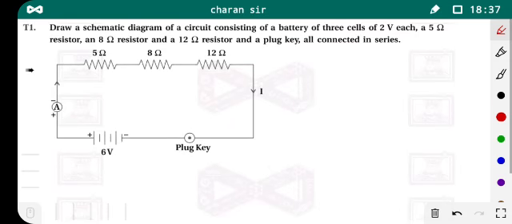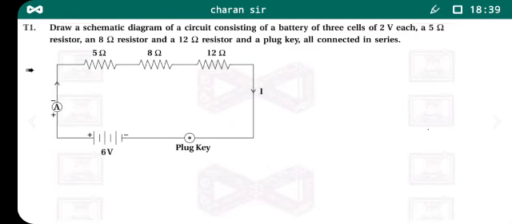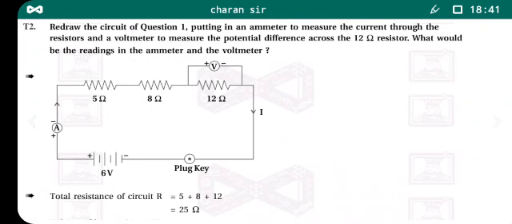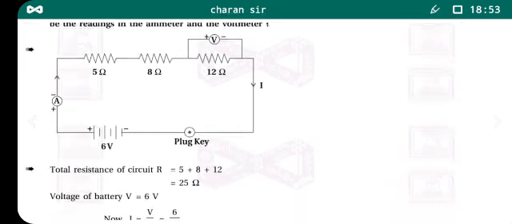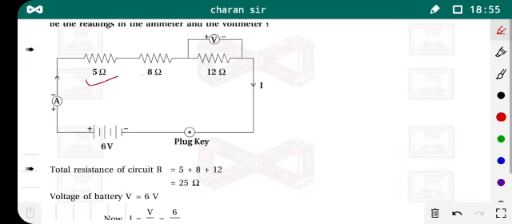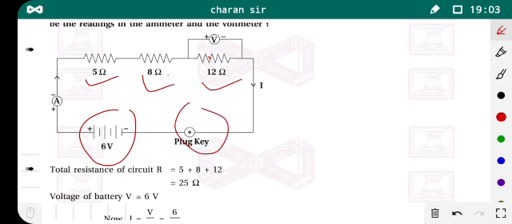Now the next question. Redraw the circuit of question 1, putting in an ammeter to measure the current through the resistance and a voltmeter to measure the potential difference across the 12 ohm resistance. What will be the readings in the ammeter and voltmeter? The same circuit, in which we have R1, R2 and R3 of 5 ohm, 8 ohm and 12 ohm in series connection, a 6 volt battery, plug key, and ammeter.